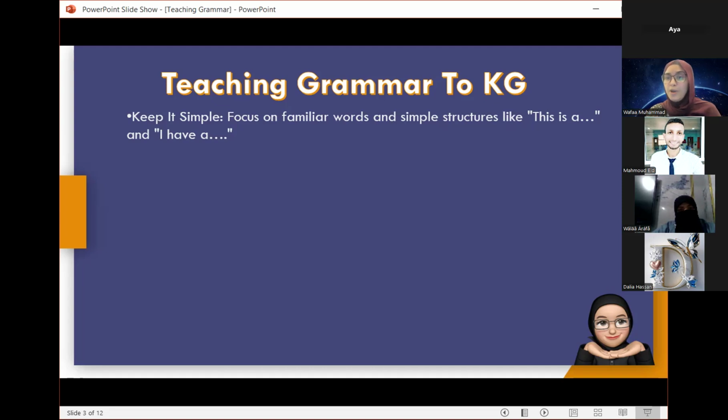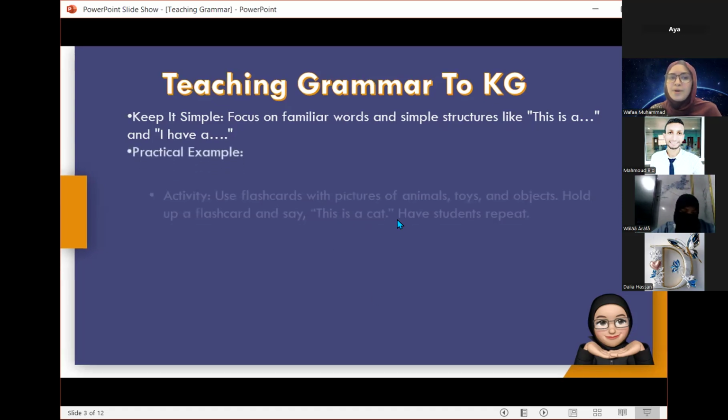And you use them in the right way if you make the right sentences. So we give them the essential structures to start using them in their daily life. Okay, so let's move on. There should be a practical example here.